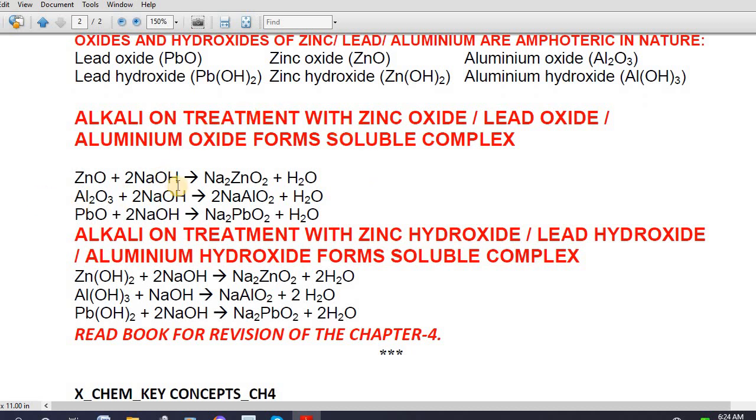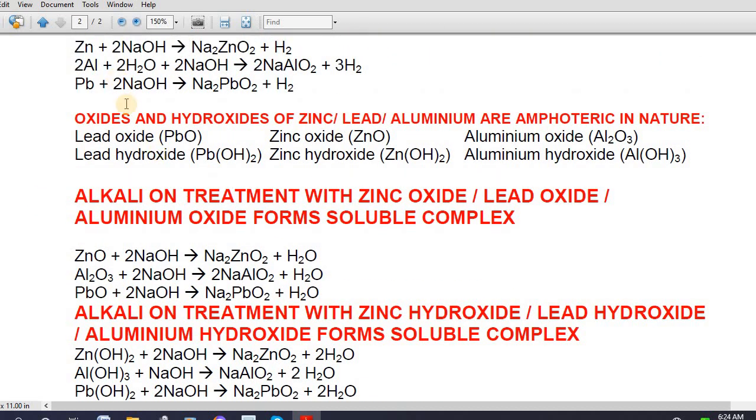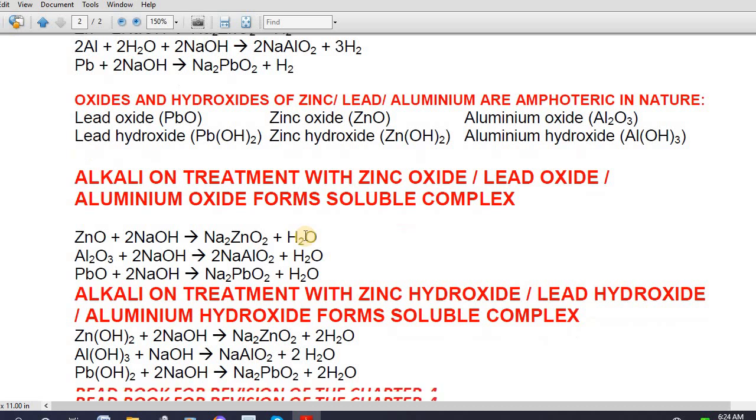Now see the reactions here and the reactions here. What is the difference between this reaction and that reaction? If you talk of zinc with NaOH, here hydrogen was there, here water is there. So zinc is changed to zinc oxide, and hydrogen is changed to water. Similarly, aluminium is changed into sodium metaaluminate plus hydrogen; aluminium oxide will change into metaaluminate plus water. Pb to PbO, hydrogen to water. So these reactions are very easy to remember.